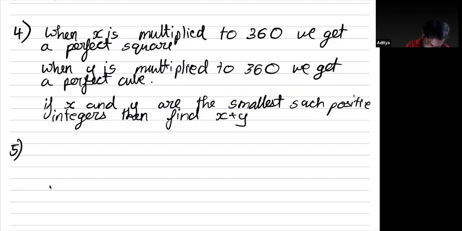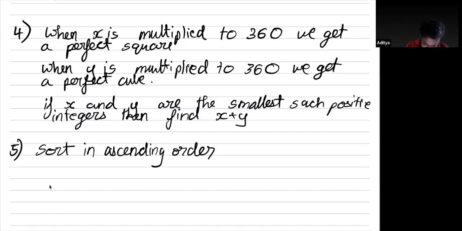Try this also. Sort in ascending order: A equal to 10 to the power 8, B equal to 5 to the power 12, C equal to 2 to the power 24.